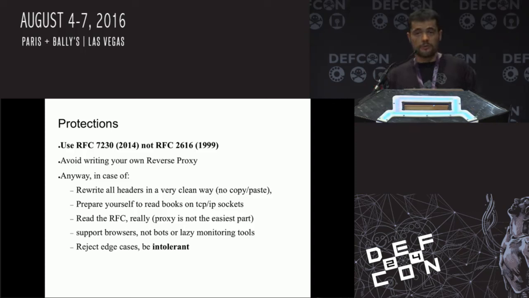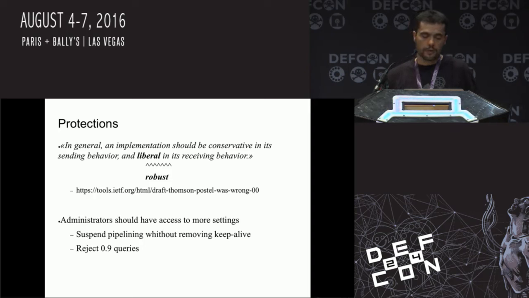You should also think about browsers, and browsers do not make HTTP errors. A lot of HTTP servers are still allowing a lot of things like HTTP 0.9 because of monitoring tools which use 0.9, or because of bots, or because of bad implementations out in the wild. But I think you should reject bad implementations, and you should restrict what you allow in HTTP. You should be intolerant.